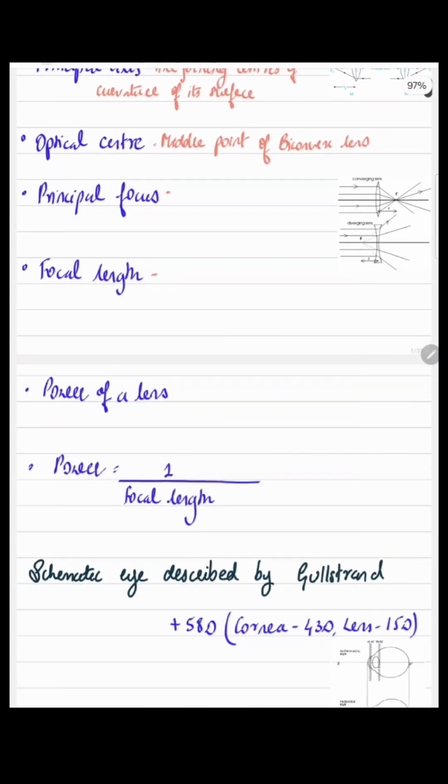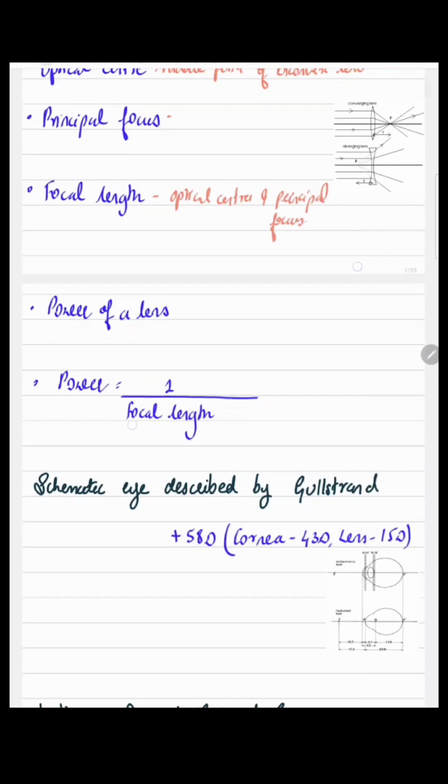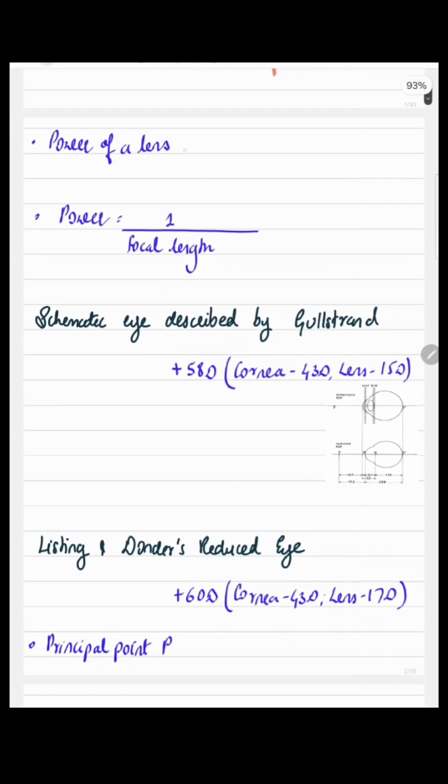Next is focal length. It is the distance between the optical center and the principal focus. Power of a lens is the ability of a lens to converge a beam of light falling on it. Power is equal to 1 by focal length.